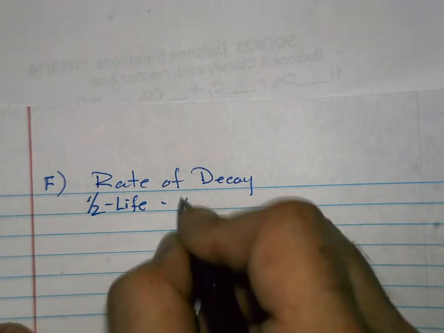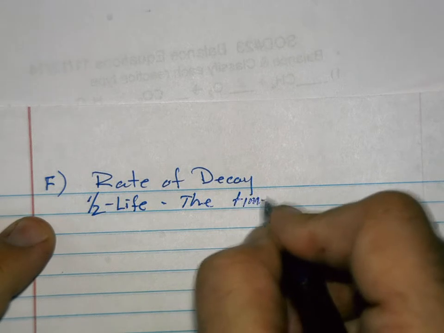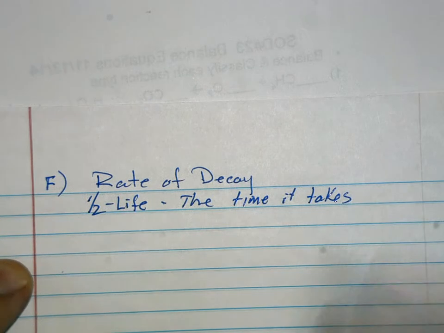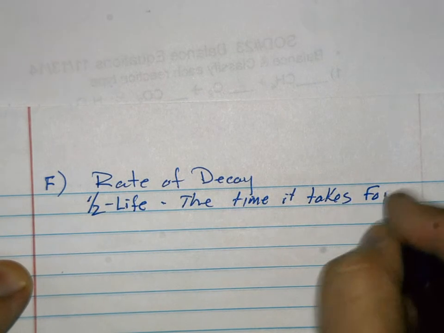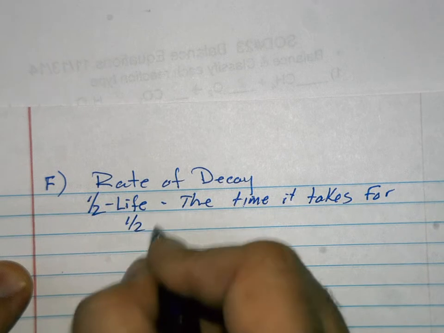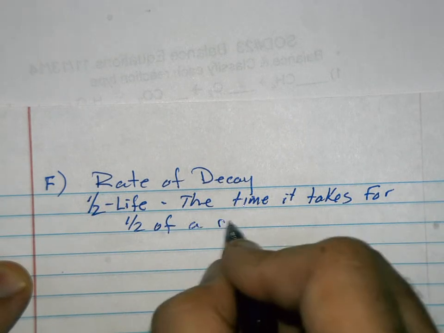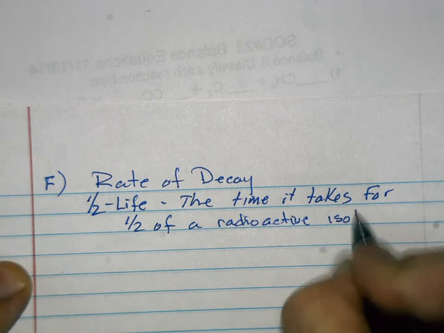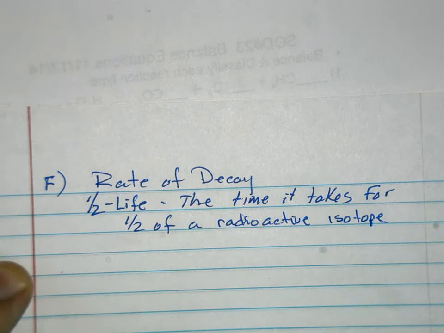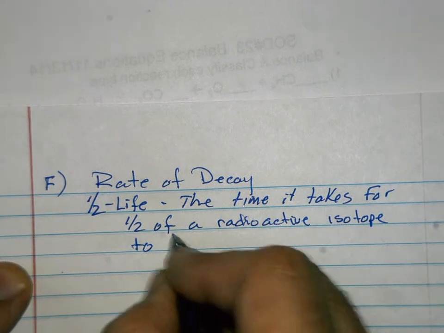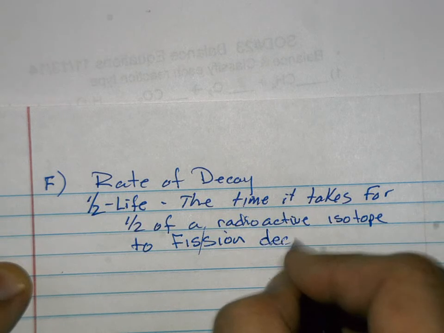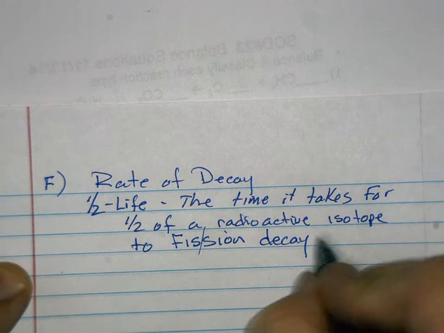So, the time it takes for half of a radioactive isotope to fission decay into smaller atoms. To fission, I'm going to put a fission decay into a smaller atom, or into smaller atoms.